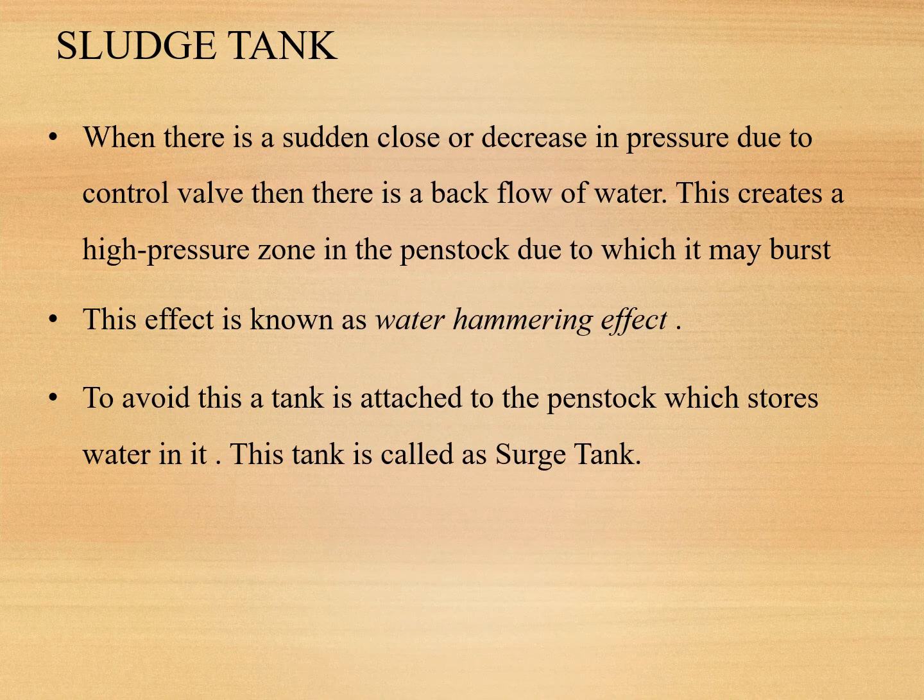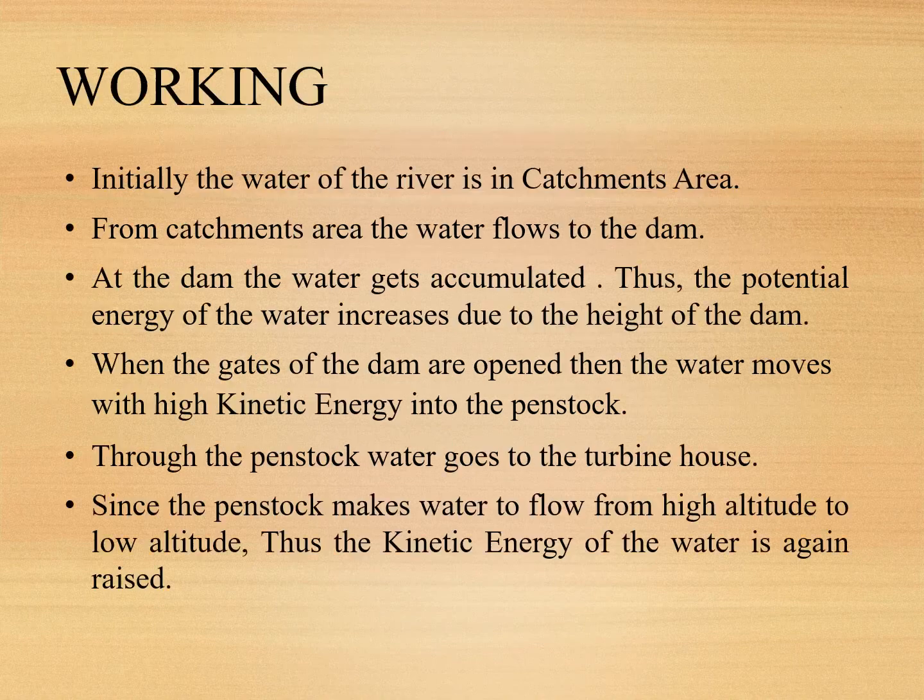And the last one is the surge tank. If there is a sudden closing or decrease in pressure due to the control valve, then there is a backflow of water. This creates a high pressure zone in the penstock, due to which it may burst. This effect is known as the water hammering effect. To avoid this, a tank is attached to the penstock which stores water in it. So this tank is called the surge tank.